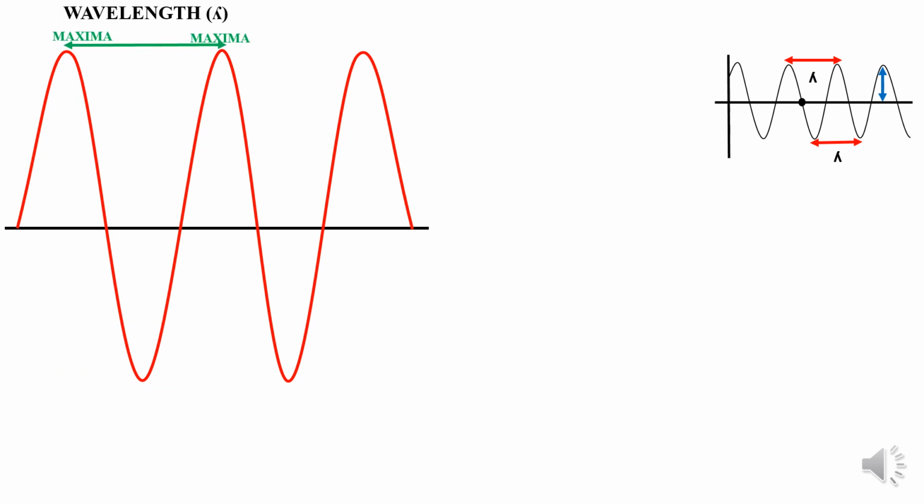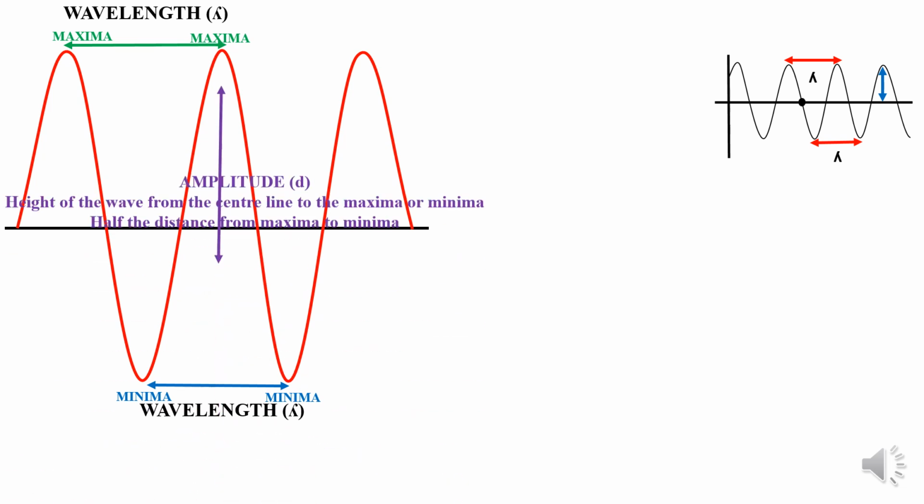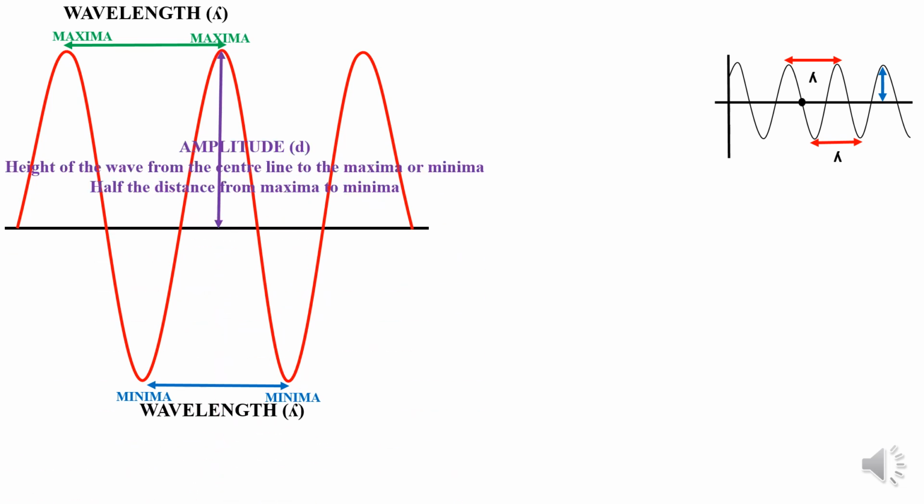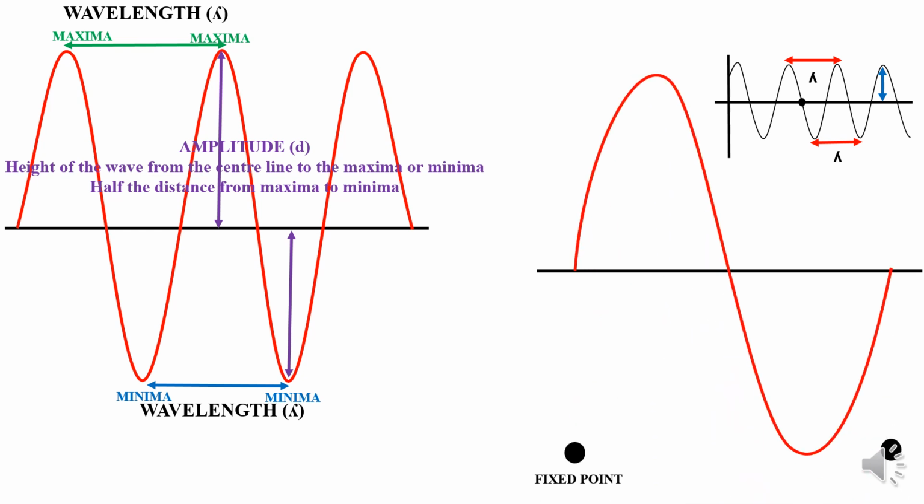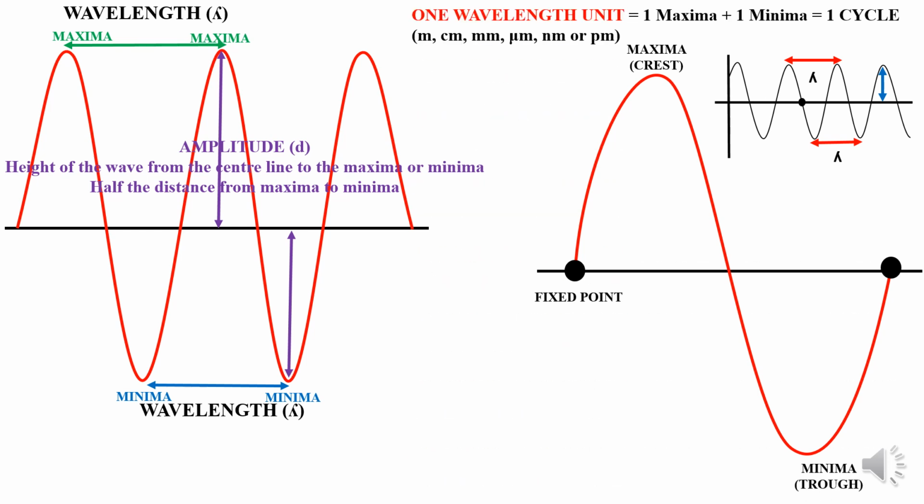Now, wavelength is represented by the Greek letter lambda, and wavelength is the distance between two successive maxima or minima. Amplitude is the height of the wave from the center line to the maxima or minima. Amplitude can also be defined as half the distance from maxima to minima. The maxima is also called the crest. Minima is also known as trough.